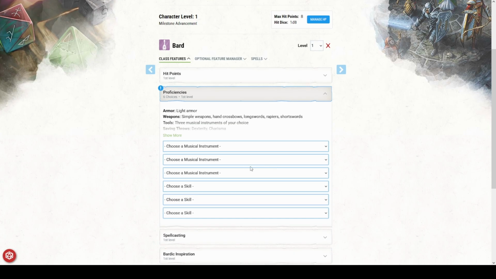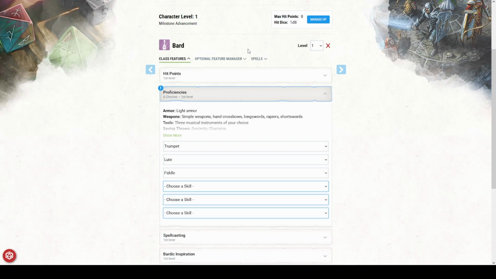So bards are fun. They get tools. There are a bunch of instruments. We're going to go with a trumpet. A lute, and we'll go with a fiddle. He's ready for either blasting your drums out with a trumpet or doing a fiddle battle with the devil. It's great. Bards are fun. Bards have access to all skills. They literally get a feature called Jack of All Trades.